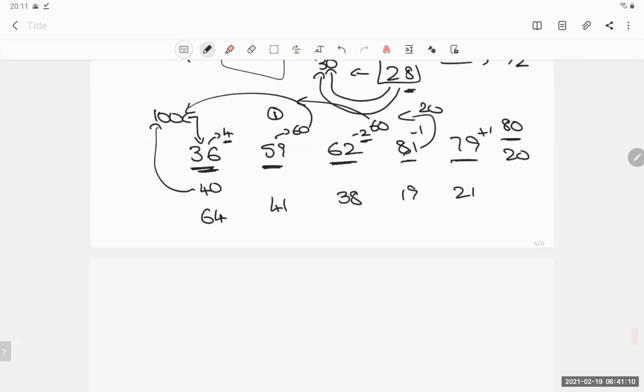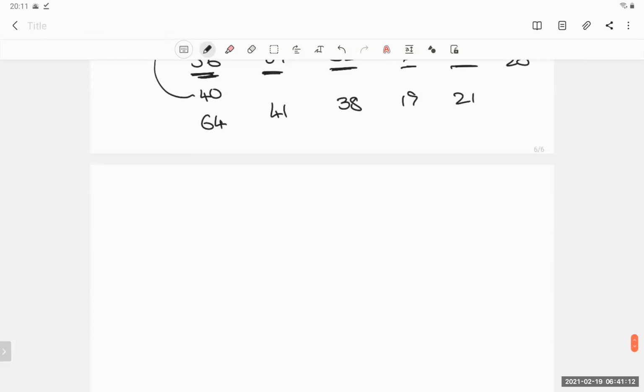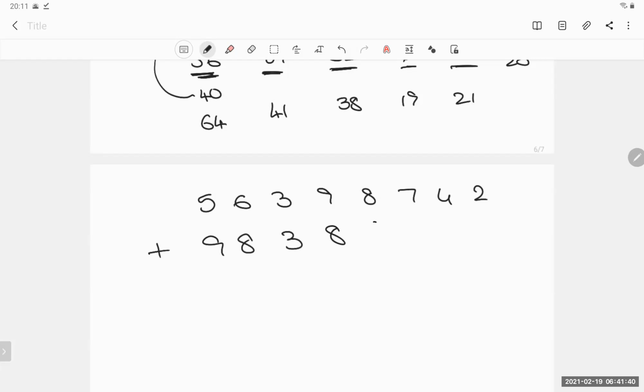Okay. So there is no specific method that you have to follow to perform additions. But when you do all these kinds of mental operations over a period of time, you will naturally fit in when you have to do additions. So let me give you a huge number, and let's do the addition quickly. 56398742 plus 98384765.